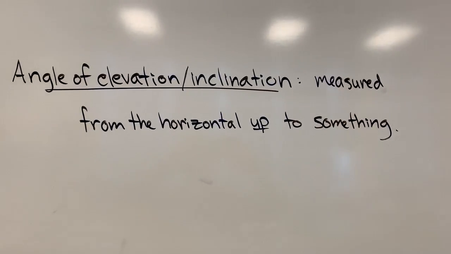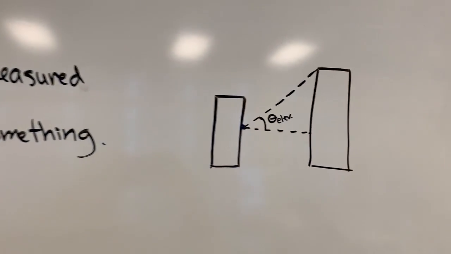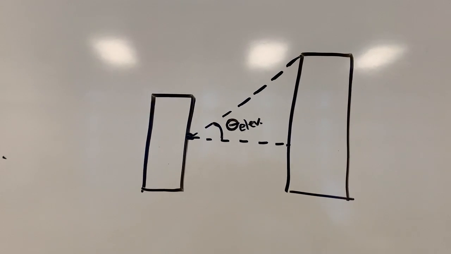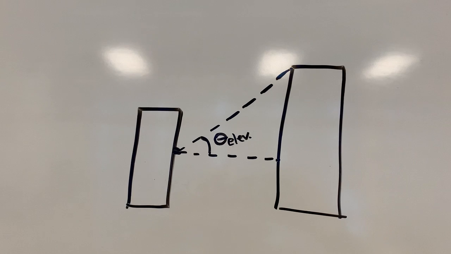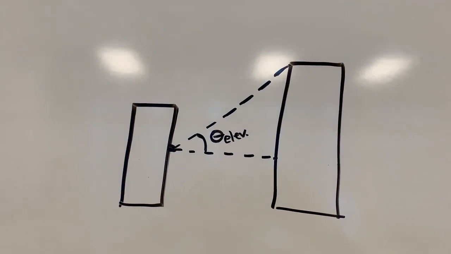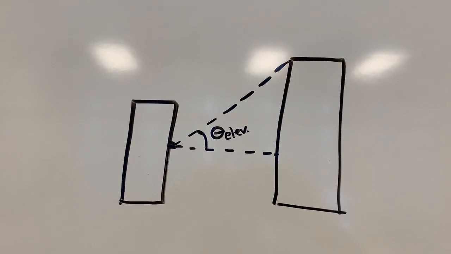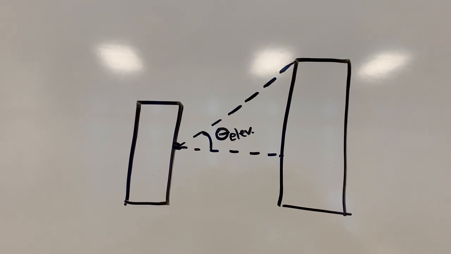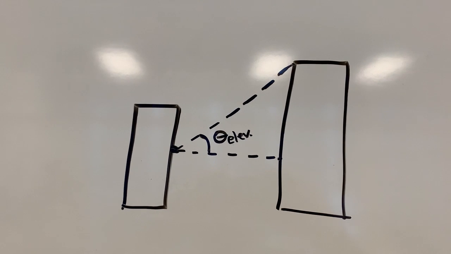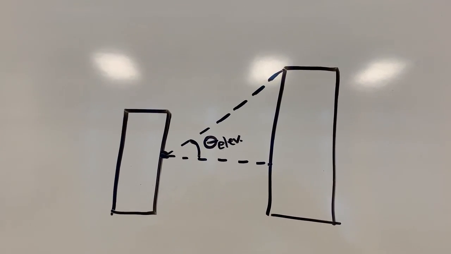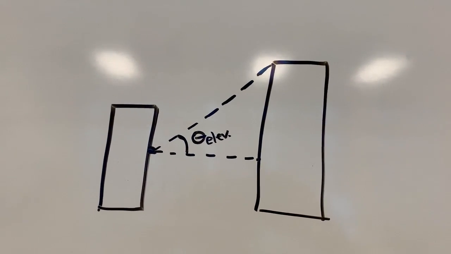So for example, let's say we're in a building, or at this point on the left, and we're looking up at the top of the other building. The angle of elevation is measured not always from the ground, but from the horizontal up to the top. And that's an important distinction. Often we are on the ground, so the angle of elevation is just from the ground to the top of something, but it's always from the horizontal.